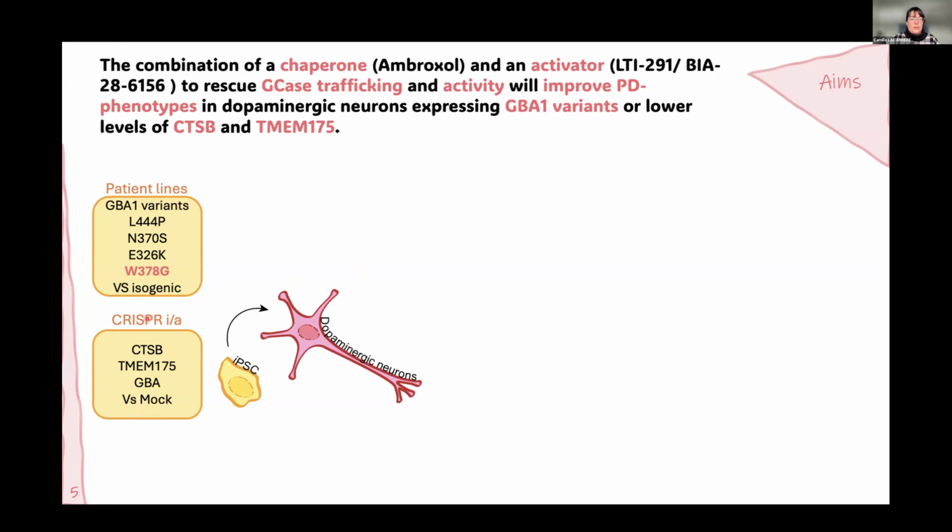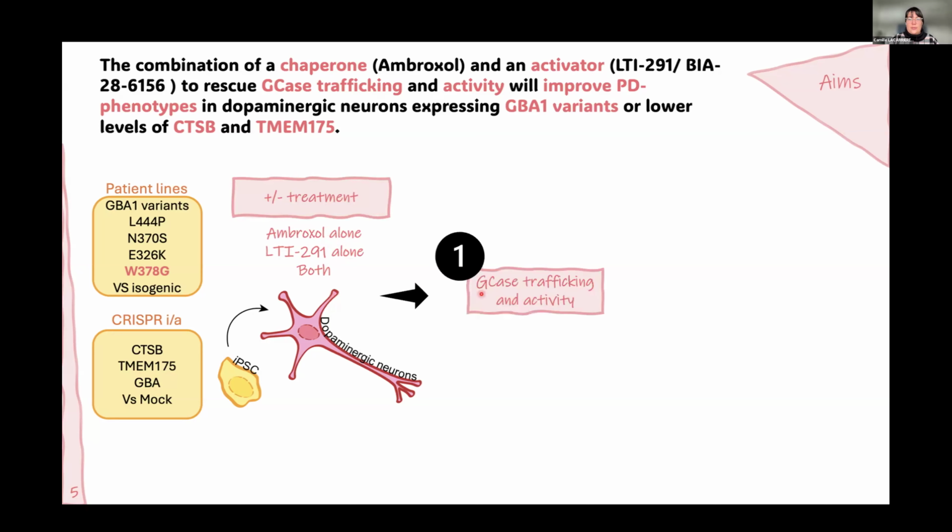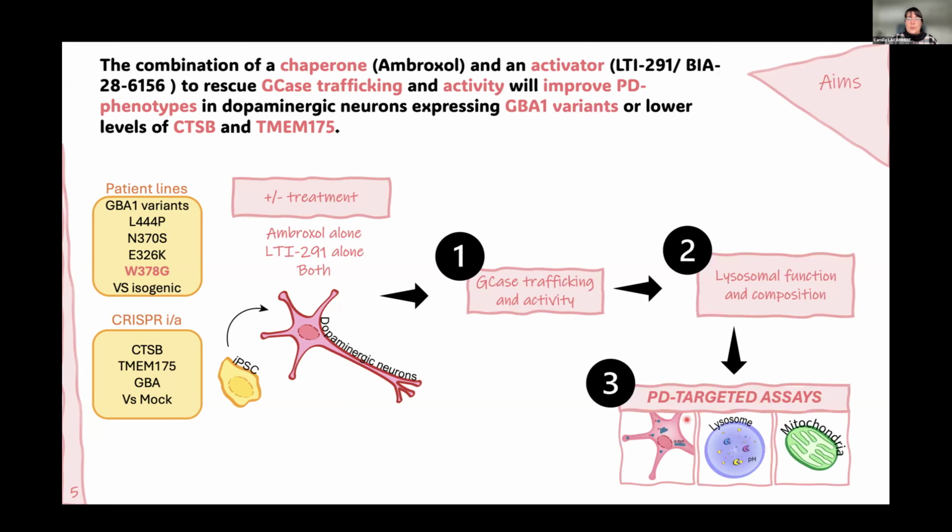level of expression using the CRISPR interference and activation mechanism to induce or increase CTSB, TMEM175, and GBA. Then we would like to treat with either the Ambroxol, so the chaperone alone, or the LTI alone, or combined, to see the effect on GCase trafficking and activity, the lysosomal function and composition, and also the PD targeted assays related to mitochondria, lysosome, or alpha-synuclein accumulation.